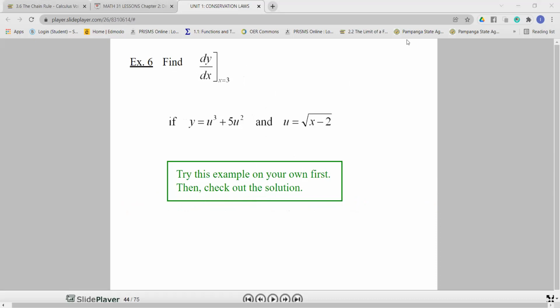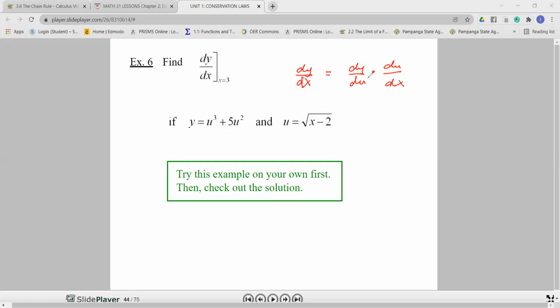So, find dy over dx. If y equals u cubed plus 5u squared, and u is this one. Okay, we need to find dy over dx. I could substitute it here first, or we can use what we said, dy over dx. Since our y is represented in terms of u, that is equal to dy over du. Then u is represented with respect to x. So, du over dx. So, it's as if the du will just cancel here.